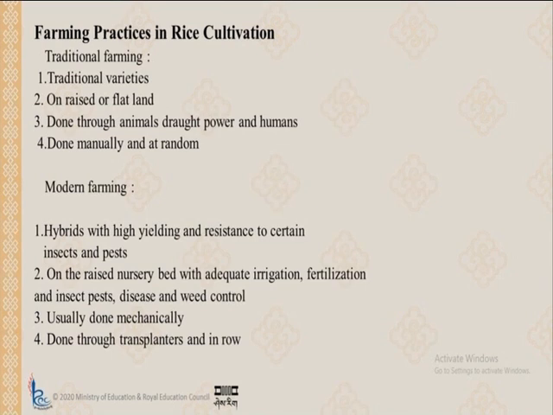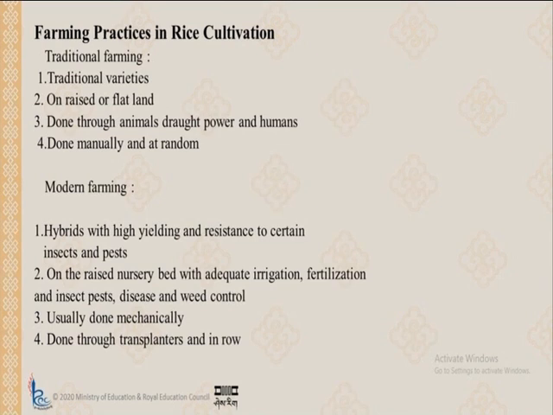Then when it comes to nursery sowing, farmers sow the rice seedlings on raised or flat lands, whereas in the modern method it is done on a raised nursery bed with adequate irrigation, fertilization, and insect, pest, disease and weed control methods. And then land preparation is done through animals and humans, whereas in modern farming practices it is done mechanically.